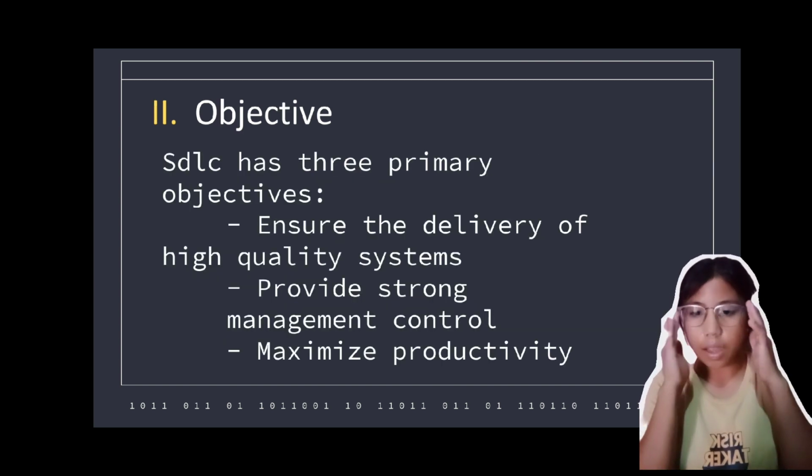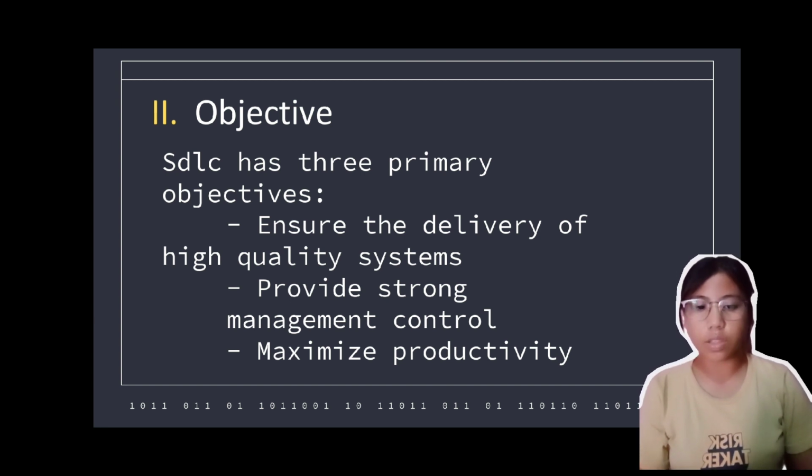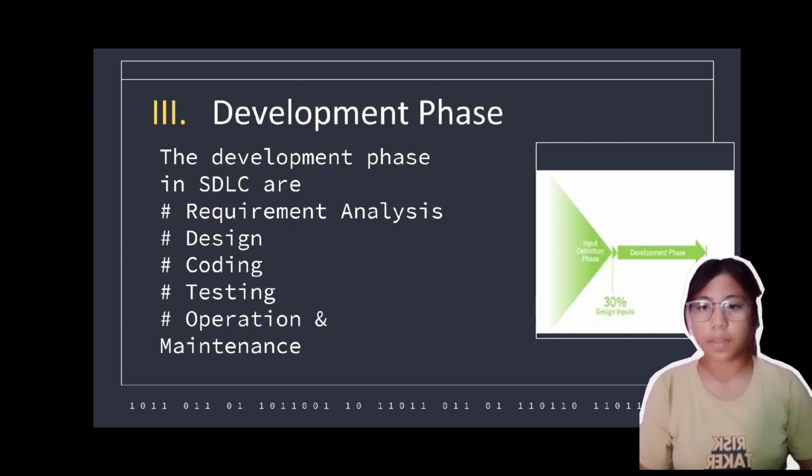Objective. SDLC has three primary objectives. First is to ensure the delivery of high quality systems, second, provide strong management control, and last is to maximize productivity. Development phases. The development phases in SDLC are requirement analysis, design, coding, testing, operation, and maintenance.